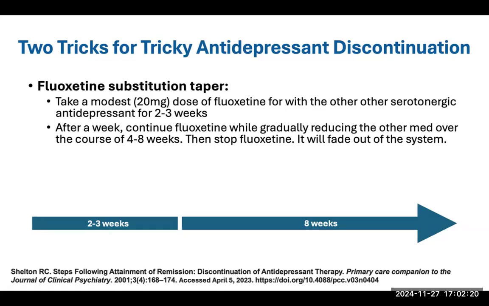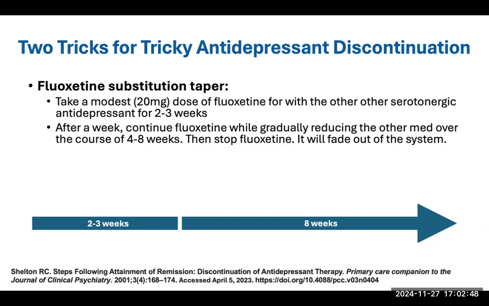The other is that we can do something called a fluoxetine substitution. This is particularly helpful when you're trying to get somebody off of something like venlafaxine or desvenlafaxine or duloxetine. So what we're going to do is introduce fluoxetine in addition to the venlafaxine. You can do that. It's fine. And a small dose of fluoxetine, like a starting dose, 20 milligrams, in addition to your venlafaxine.